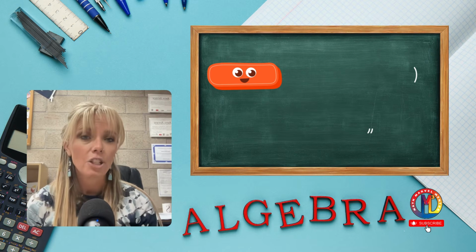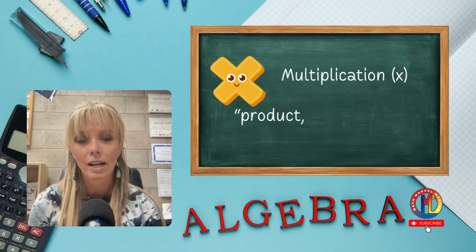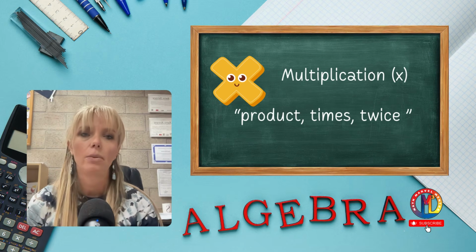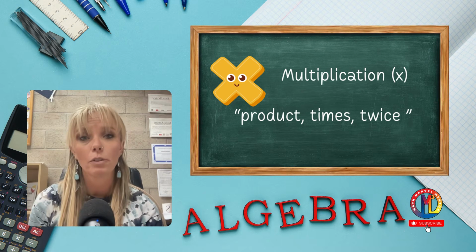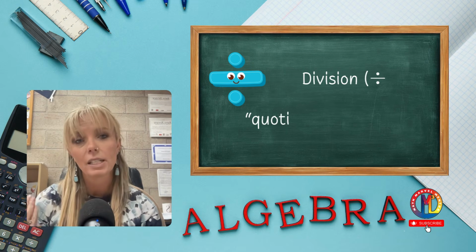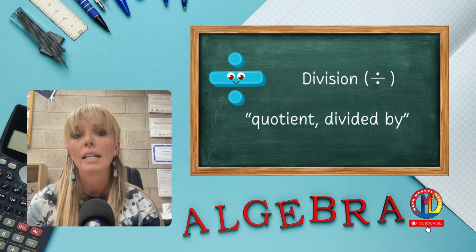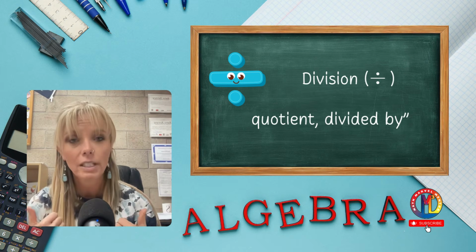For multiplication, we'll see words like product, times, or twice, right? Twice the amount of apples. That means I need to multiply times 2. So those are the words we'll use for multiplication. And then for division, quotient. Quotient is the answer to a division problem. And divided by are key words that we'll notice that signal, oh, we're using division here.